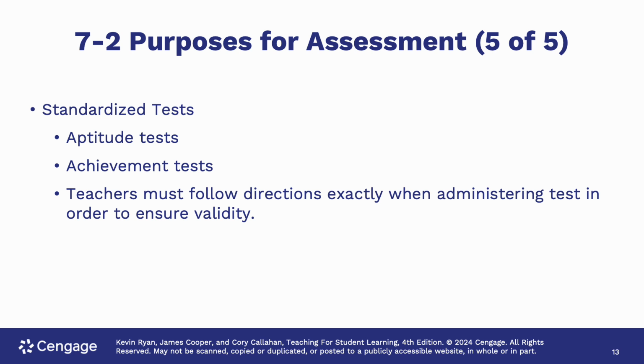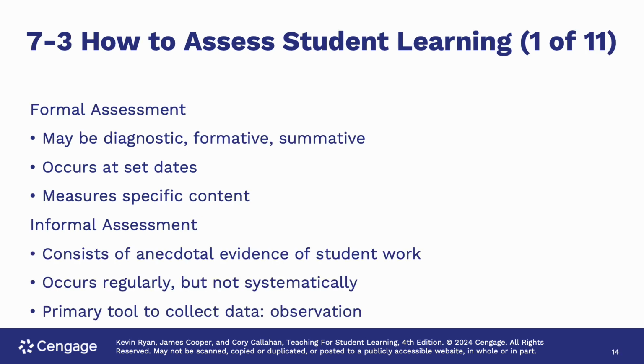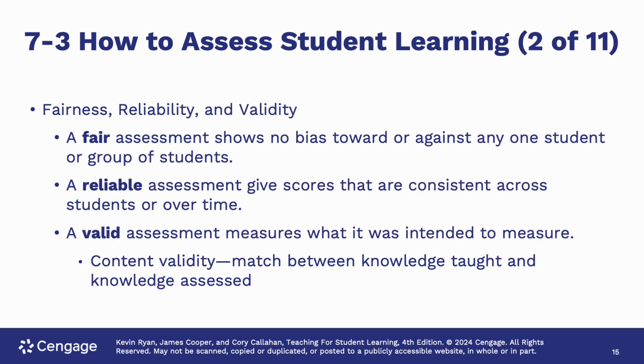Standardized test, we talked about that already, aptitude test, achievement test, and teachers have to follow directions exactly. Formal assessments may be diagnostic, formative, and summative. They occur at set dates. It can measure specific content. Informal assessment is anecdotal evidence of student work, occurs regularly but not systematically, and your primary tool to collect data is observation. Fairness, reliability, and validity.